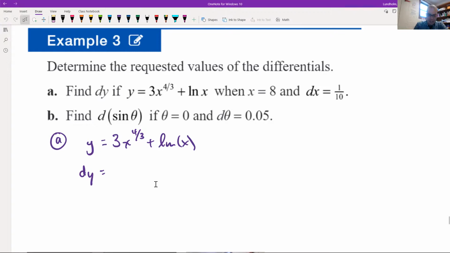Over here, we would take the derivative of 3x to the 4/3 power. We're multiplying that by 4/3, so that becomes 4x to the 1/3 power times a nudge in x. And the derivative of the natural log of x is 1 over x. And that's times a nudge in x as well.